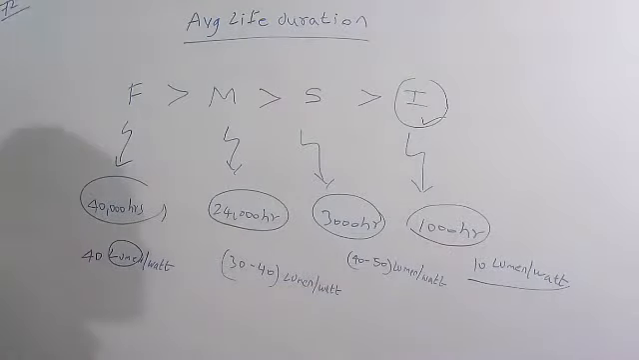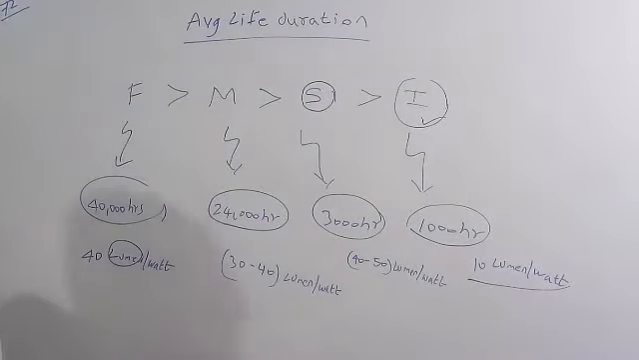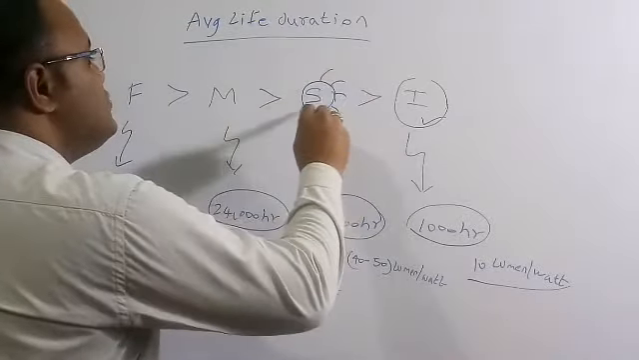But if you compare with the fluorescent lamp, it has the longest life duration, but the lumens is only 40 lumen per watt. So if you compare in terms of lumen per watt, here the sodium vapor lamp has the highest lumen per watt. That is why it is used in floodlights.